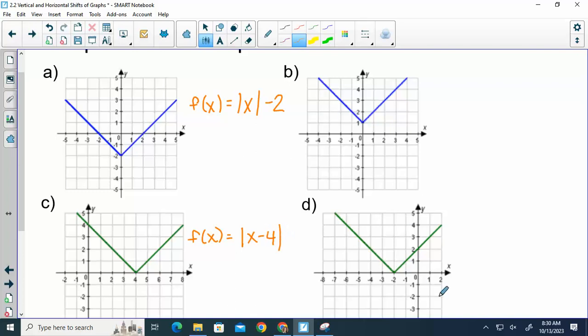Alright, you guys do B and D real quick. So this one went up. So you'd have to have the absolute value of x with a plus 1 on the end. This one went left, so left and right means it's inside, but inside does the opposite. So to move it in the negative direction, we would add 2.